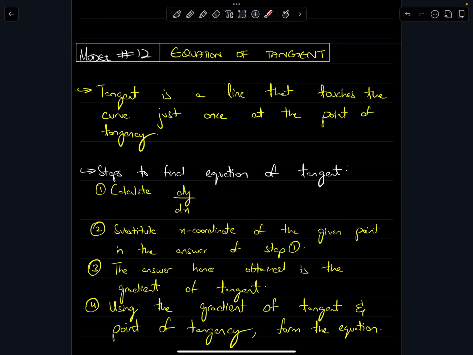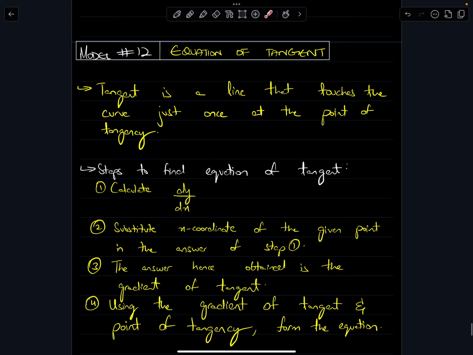So before learning how to find the equation of a tangent, learn that a tangent is a line that will touch the curve only once at a point of tangency. That means that a tangent would look something like this. It only touches the curve once at that point of tangency.